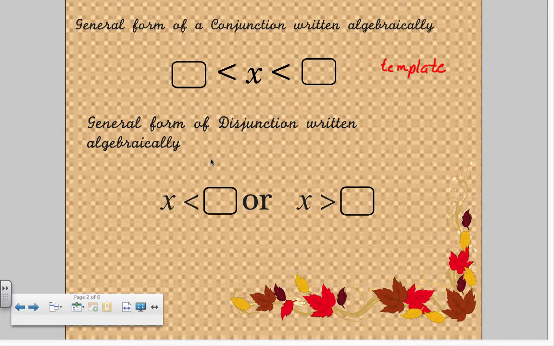There seems to never be a general form of a disjunction written algebraically by students, and once again, remember, these could have less than or equal to, greater than or equal to. You can have one be and the other not. So this is the general form. We have one extreme or we have the other extreme.